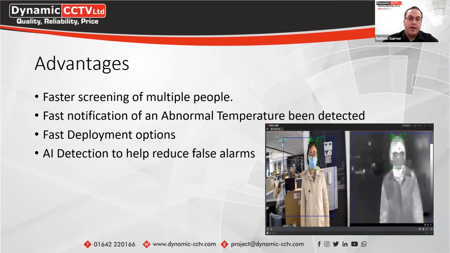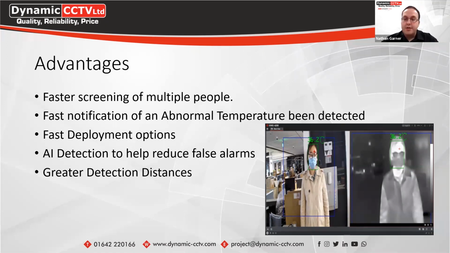On the actual cameras themselves, they have AI detection to help reduce false alarms. So if someone's holding a cup of tea as they're walking past the camera, it's only trying to read the temperature of the person's face itself. So the cup of tea wouldn't trigger the abnormal temperature alert. But you'll see when I do my live demo, I'm going to hold a warm cup of water towards my forehead, which will trigger because it's on the person's face.